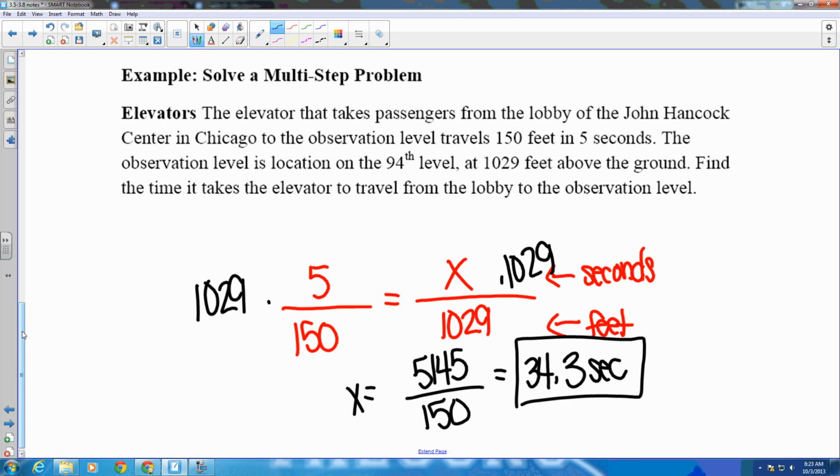Okay, and that is the section on 3.5, ratios and proportions.